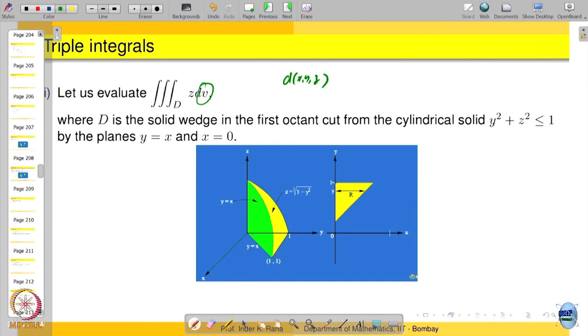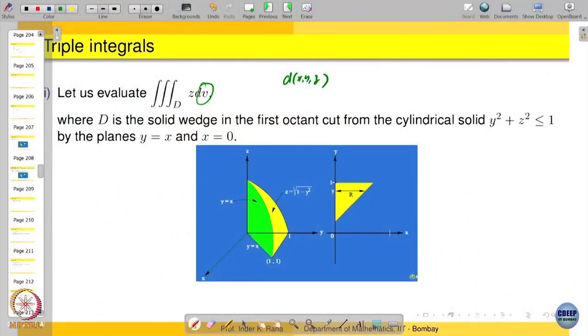And then x is equal to 0. So, what is x equal to 0? That is the yz plane, right? x is equal to 0, the yz plane, y and z vary. So, this is the wedge. This wedge is projectable onto the xy plane, right? This wedge is projectable onto the xy plane.